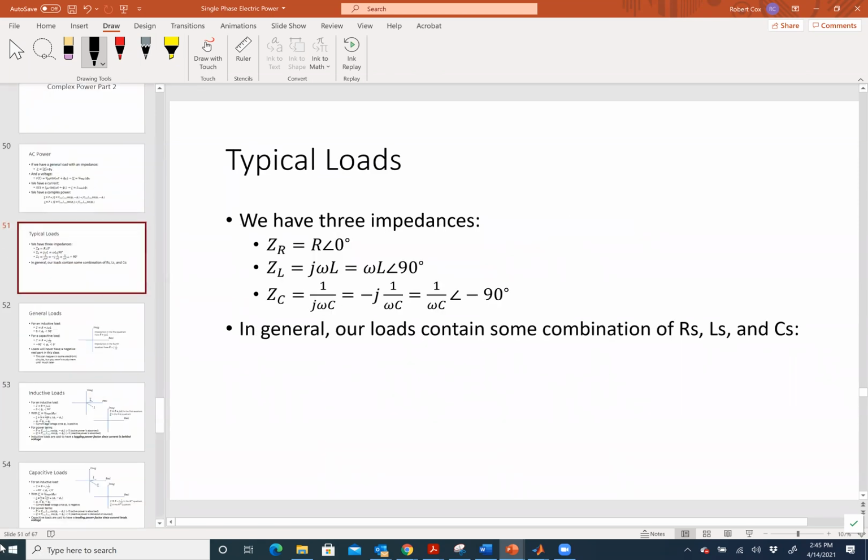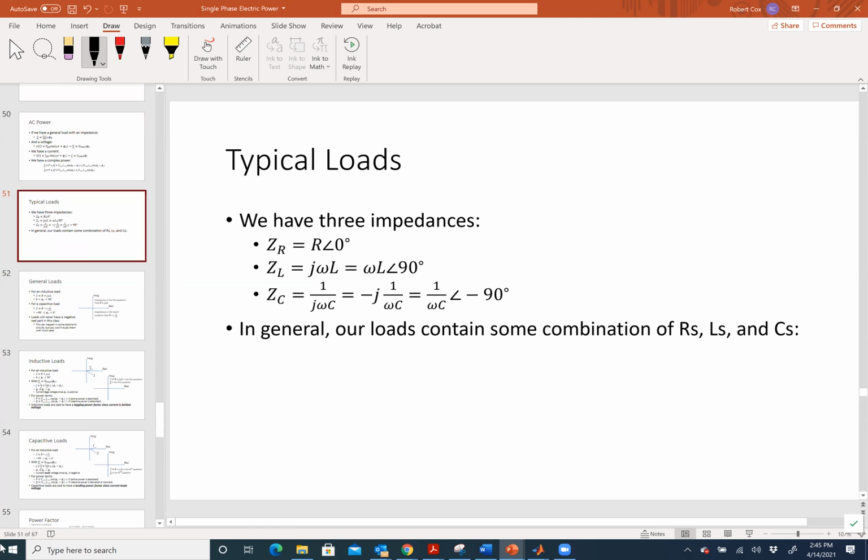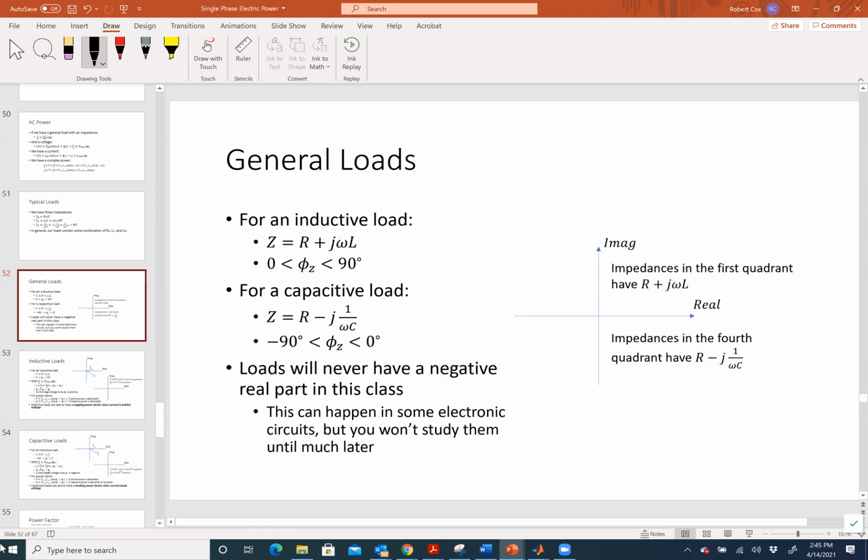Does that have to do with the load being inductive or capacitive? It does, right? If I look at this picture I've got right here, impedances in the first quadrant are always going to have an R plus J omega L to them. Anything in the fourth quadrant is going to have an R minus something. If it has a minus, that tells me it's got a capacitive piece. If it has a positive on the imaginary part, it's got an inductive piece, right?